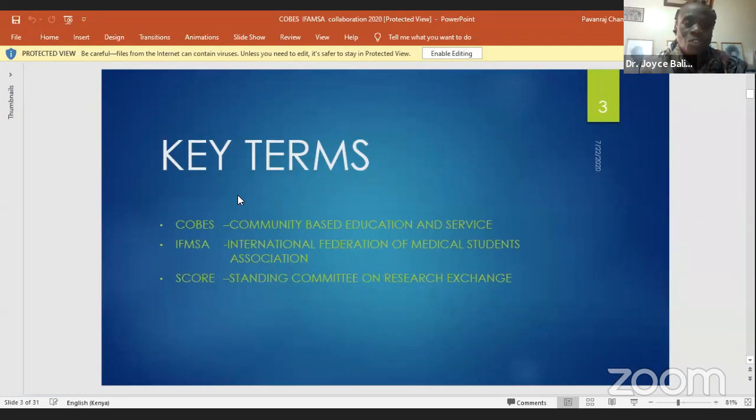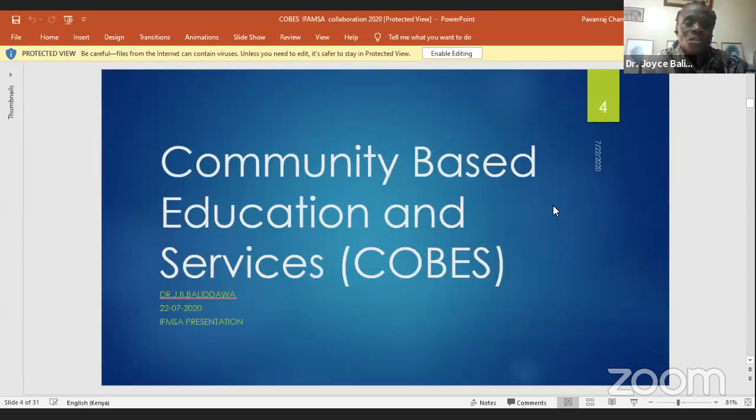So I just wanted you to know what COPS is all about. COPS in full is community-based education and services. And we're trying to see how we can work with the International Federation of Medical Students Association. And the standing committee, which is holding this session today, is the Standing Committee on Research Exchange. So that is what we mean, that COPS, community-based education and service.